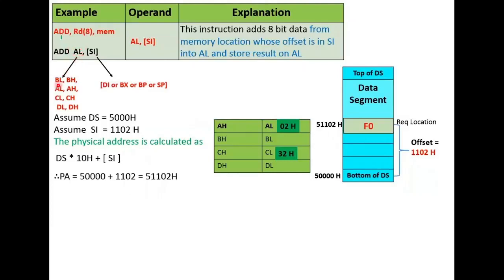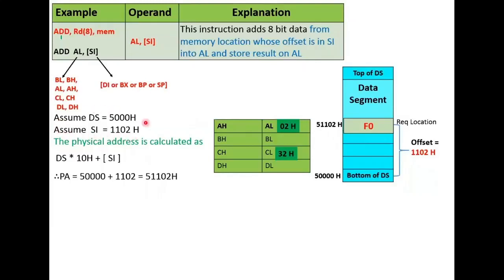In this place BL also may come, BH may come, or AH, CL, CH, DL, DH, any 8 bit register may come. So if any 8 bit register comes, the same operation only you are going to perform. Only thing is, in place of AL, some other register you should take as the destination. That's it. Now we are going to assume the DS base address is 5000, and SI also you should assume, that is 1102.